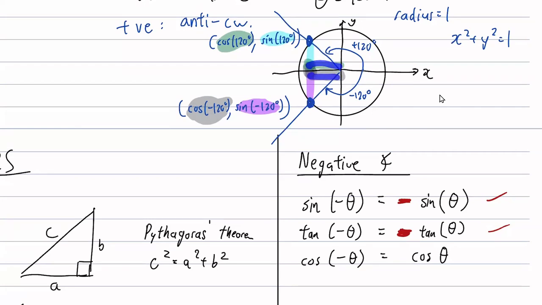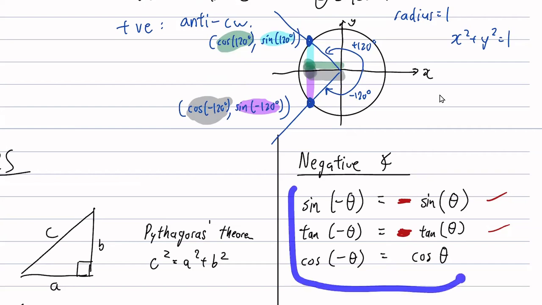Since they are both in the same direction, to the left of the y-axis, and they happen to be the same length, then that must mean they are the same. So that's why they are equal. Cosine negative 120 equals cosine 120. You don't need to times negative 1. Is that clear? So, no negative sign.